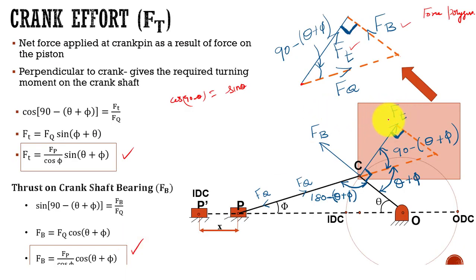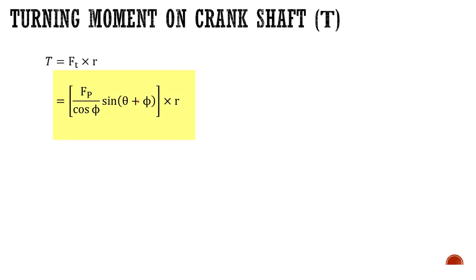The next thing is very simple, because we know what Ft is. The crank effort is known. So the turning moment is going to be Ft times the radius. That is what we are going to find in the turning moment. So the turning moment is Ft multiplied by R. Instead of Ft, I substituted the term we found from the previous calculations. This is the relation we have to remember if you want to find the turning moment on the crankshaft.